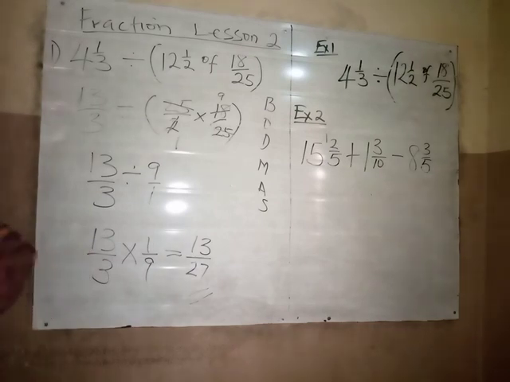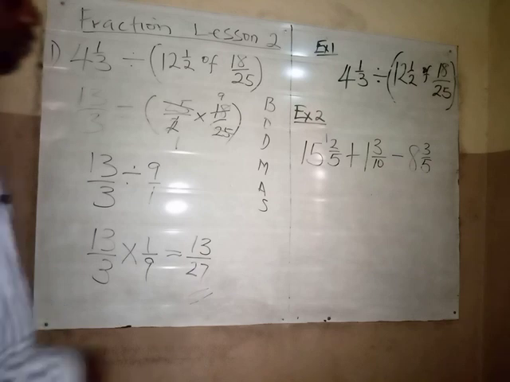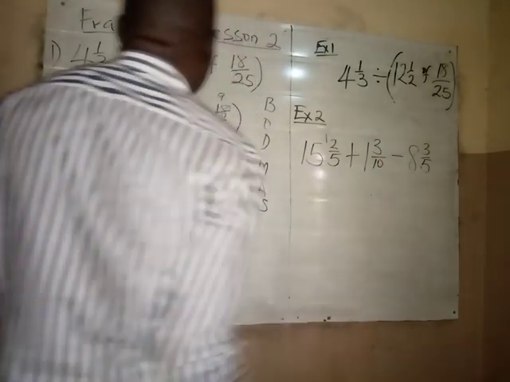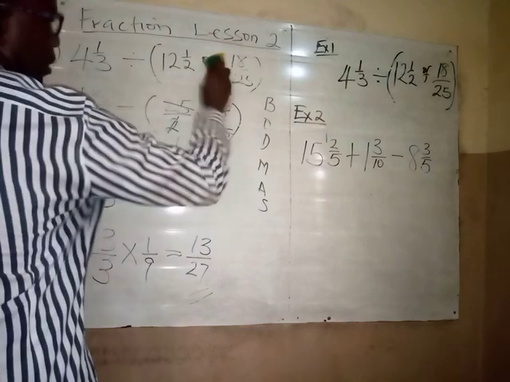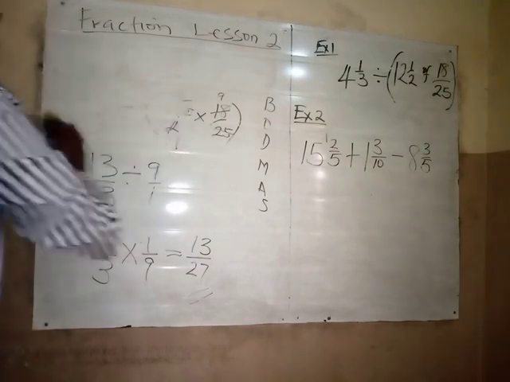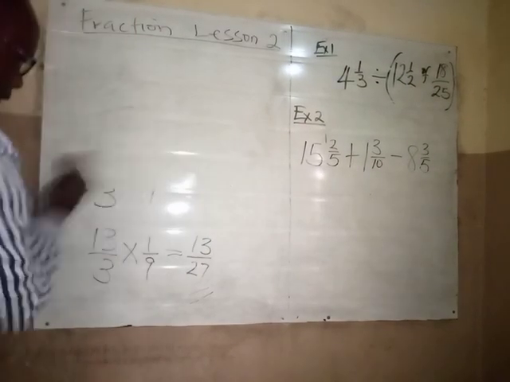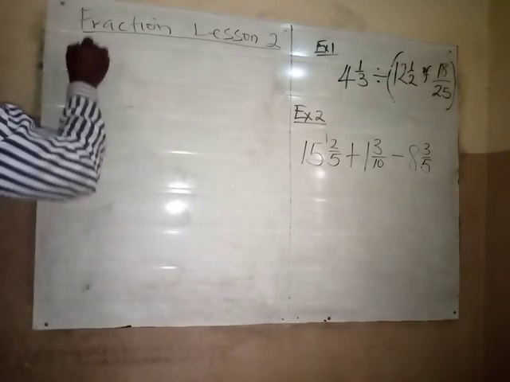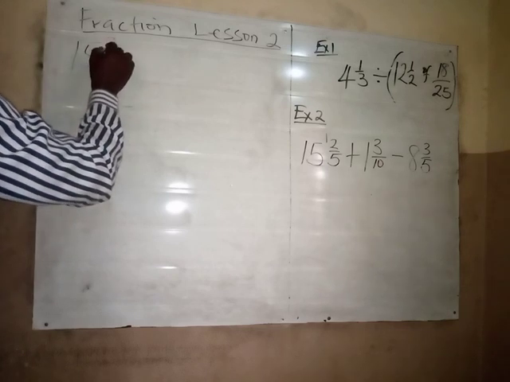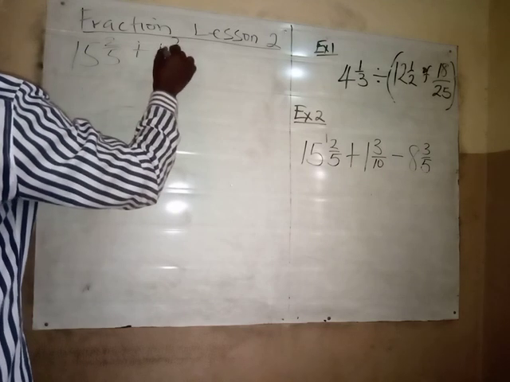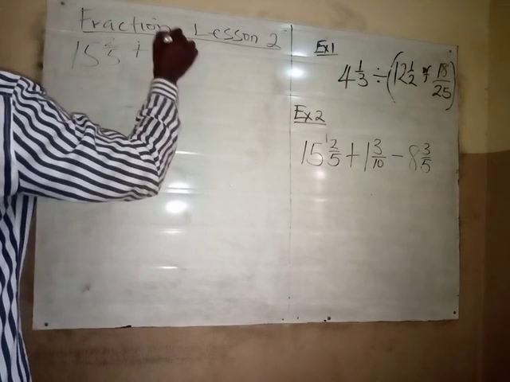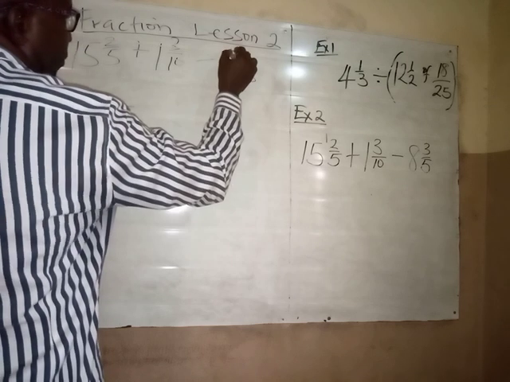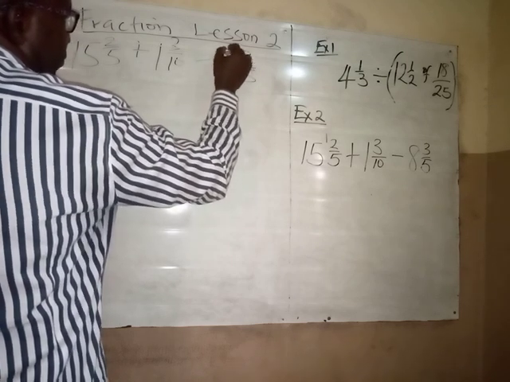We are still going to take another complex one. 15 whole number 2 over 5 plus 1 whole number 3 over 10 minus 8 whole number 3 over 5. So let us see how we deal with it.